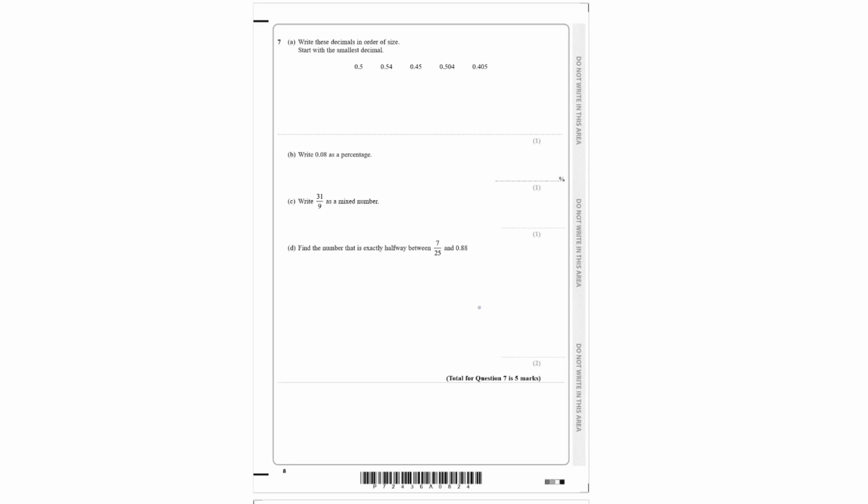Write these decimals in order of size. Start with the smallest decimal. We can see that here we have 4 figures, so let's format all of these to 4 figures. Moving on, we can see the smallest is 0.405. We can cross that out. Then we have 0.45, cross that out. Then we have 0.5, cross that out. Then we have 0.504, cross out, and finally we have 0.54.